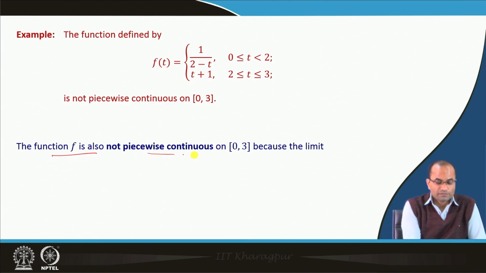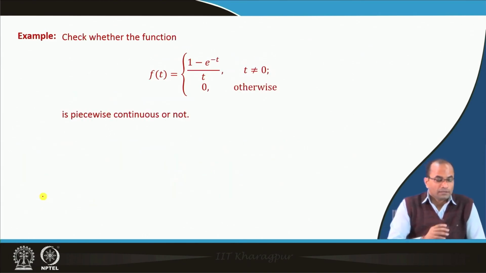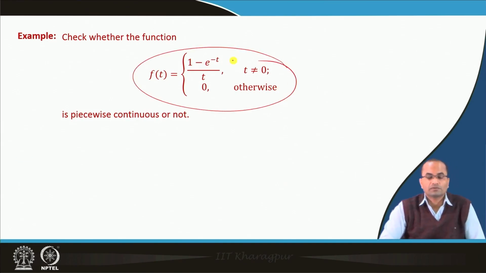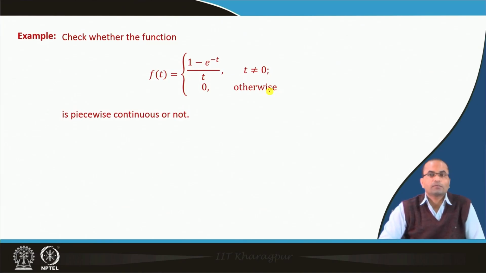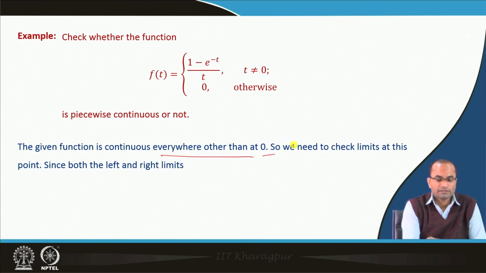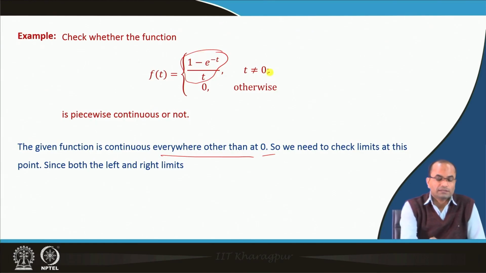Hence, the function is not piecewise continuous because this limit from the left-hand side does not exist. Now check whether this other function is piecewise continuous or not. Here, for t not equal to 0, the function is defined as this one, and otherwise, at t equal to 0, it is 0. So, we may have a problem at t equal to 0. Just to check, the given function is continuous everywhere other than 0, because we have a quotient of two nice functions.